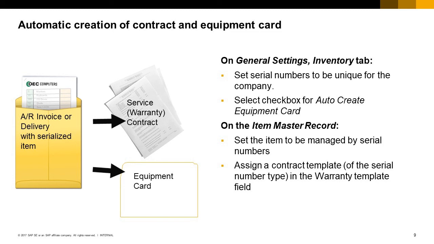To create the contract at the same time, you must also assign a contract template in the Warranty Template field in the Item Master. Note that the contract template must be of the serial number type.